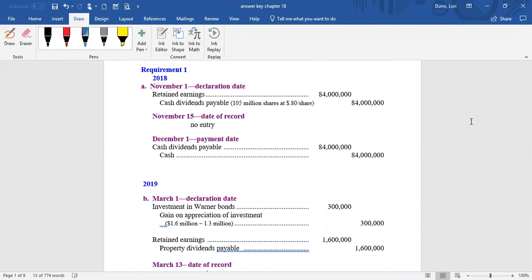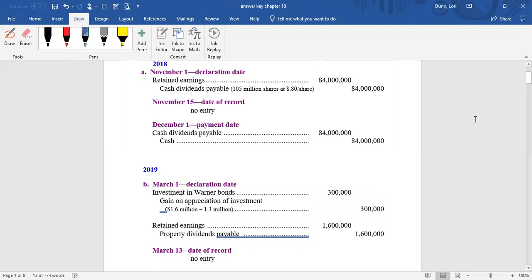So increase the value. Now we still own the bond. We haven't sent it out yet. But we still debit retained earnings and credit property dividends payable because we promised to pay an asset as of March 1st. But it's a property dividends payable.